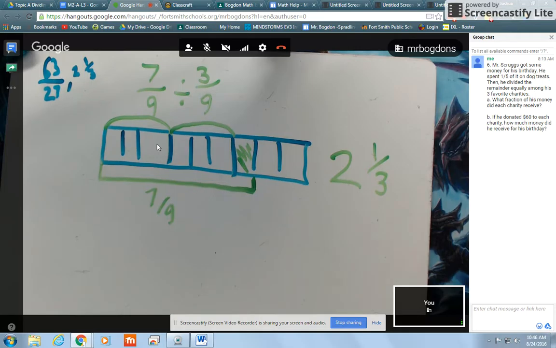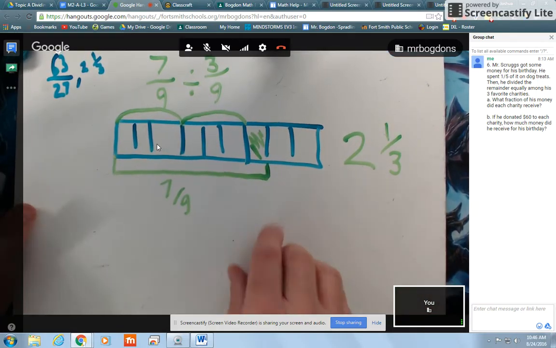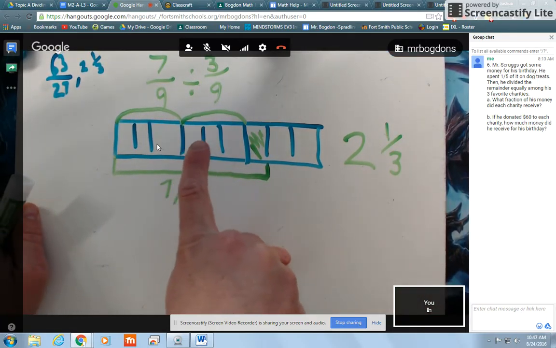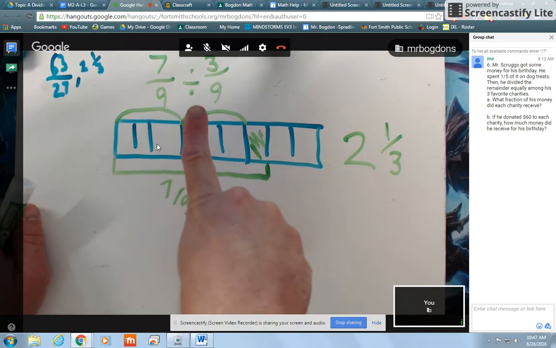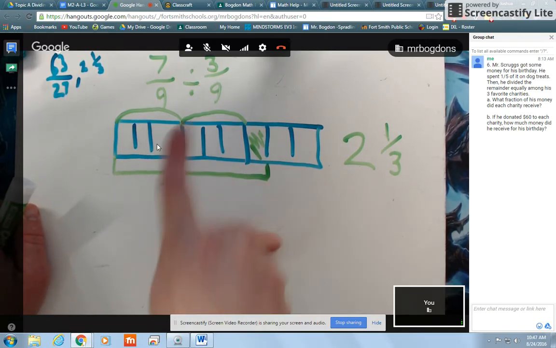So if I'm trying to answer the question, remember I said you're always asking yourselves how many groups of your divisor are in your dividend. How many groups of your divisor are in your dividend? Now, what's another way I can do this using math? What's an equivalent expression I can write to 7 ninths divided by 3 ninths?